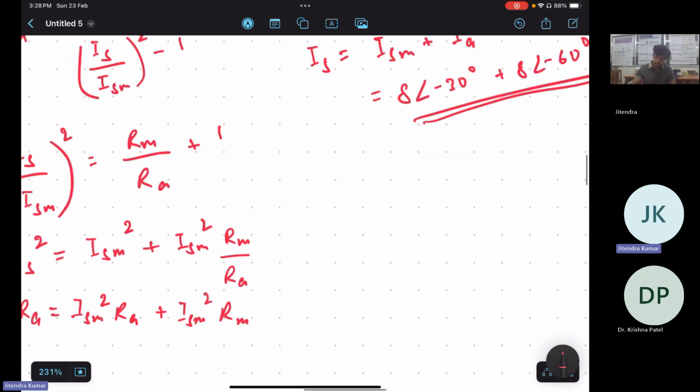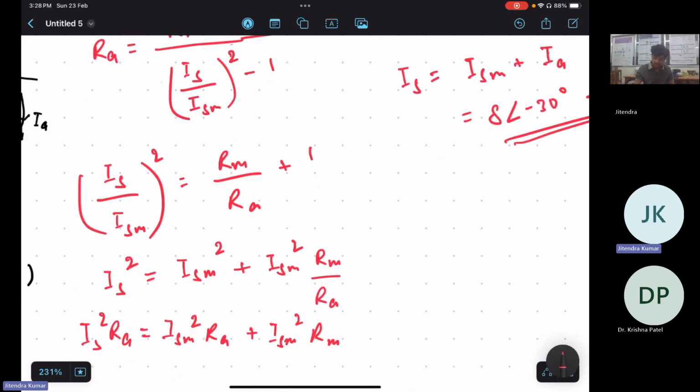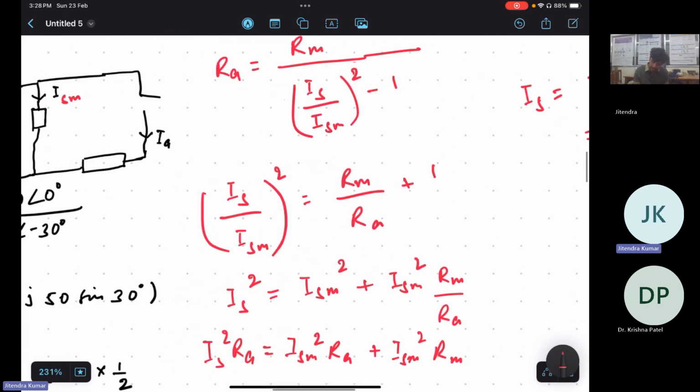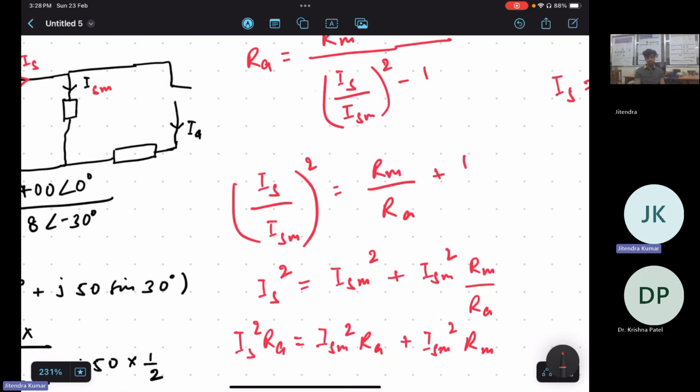Now RM and RA are not given, but you need the ratio only. So I think you could manage there. Yes, right, sir. I think you can go ahead with this. ISM square RA plus ISM square RM.